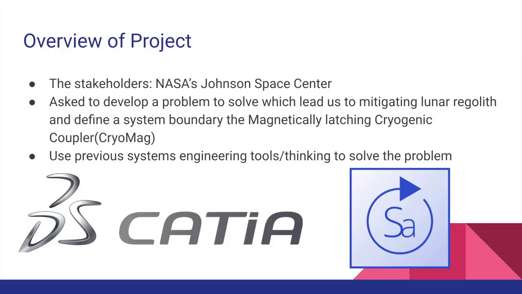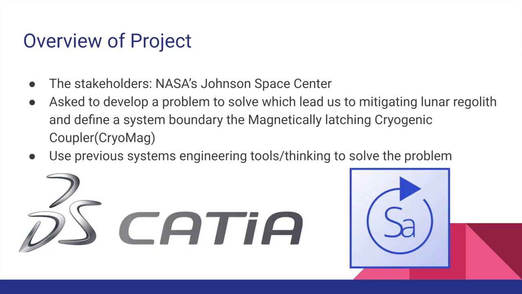Once we settled on our topic of mitigating lunar regolith, we next had to identify the system boundary. The definition of the boundary took us quite a while, but we eventually determined that we wanted to base this project on the cryogenic magnetically latching coupler, CryoMag for short, a system designed to use on the lunar surface to transfer liquid fuel. To achieve this, we have heavily relied on two SysML applications, Stella Architect and Magic Draw within CATIA.